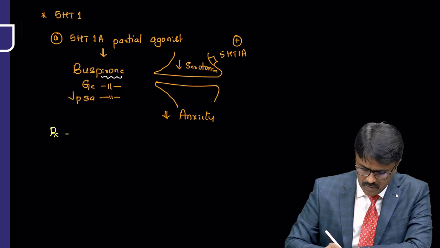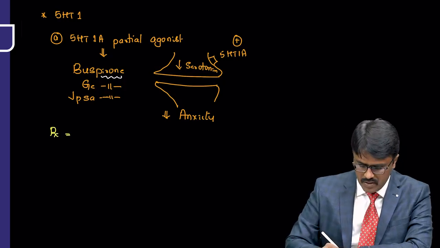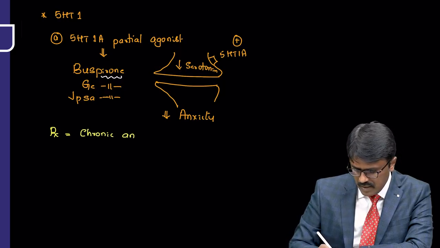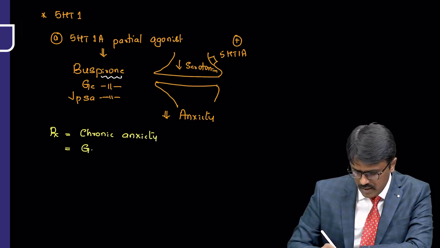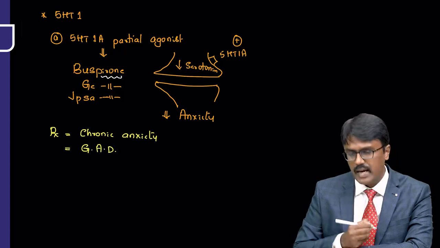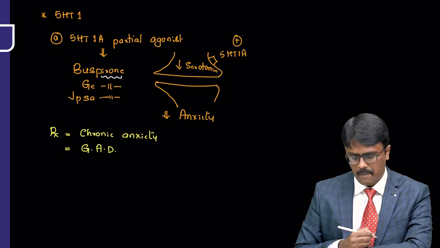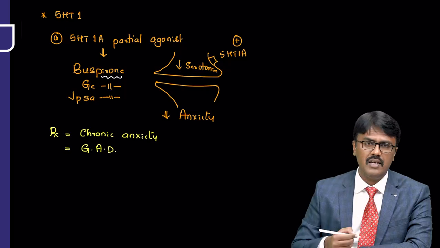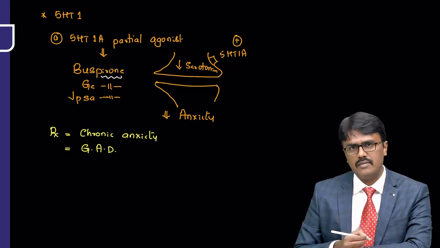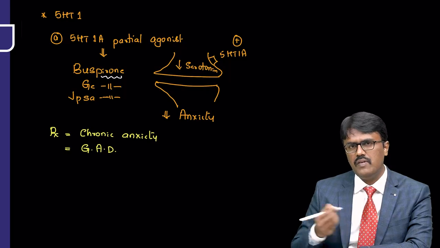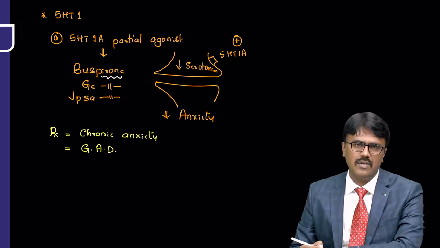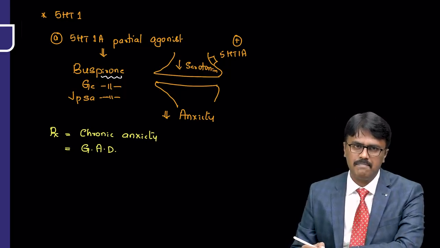Now where do you use these drugs? Particularly buspirone is the one you have to keep in your mind. It is used for chronic anxiety or generalized anxiety disorder. GAD means generalized anxiety disorder. Now, will this work in acute anxiety? No, because the drug takes at least 2 to 3 weeks to start working. So immediately it will not work. If you give it to a patient who has acute anxiety and has come to your hospital, it will not work. So it is only for chronic anxiety.